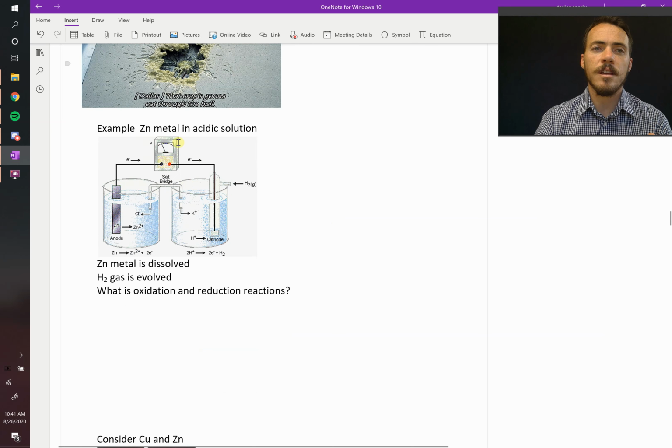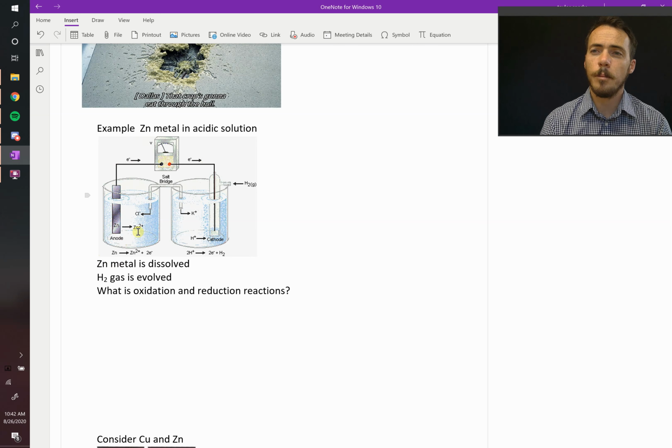Let's think about zinc metal in an acidic solution. So imagine this scenario. You've got a rod of zinc right here, electrically connected by a little piece of wire going down into this acid solution. So you can have the following things take place. The zinc metal gets dissolved, meaning it goes from zinc as a metal to zinc 2+, which is now an aqueous ion in solution.